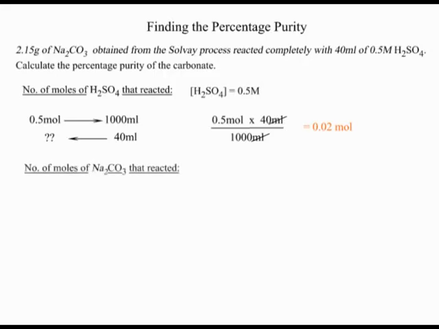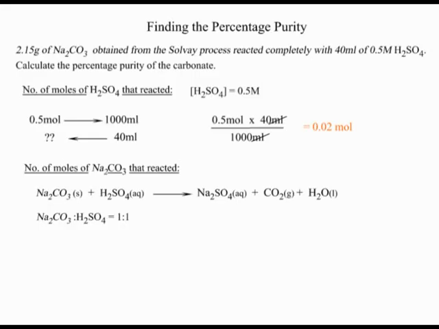So how many moles of sodium carbonate reacted? We get the mole ratio from the chemical equation. There is the balanced chemical equation. And so the mole ratio of sodium carbonate to sulfuric acid is 1:1. So the moles of sodium carbonate are equal to the number of moles of sulfuric acid, and that is 0.02 moles.